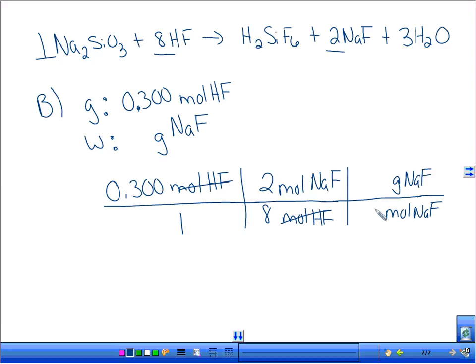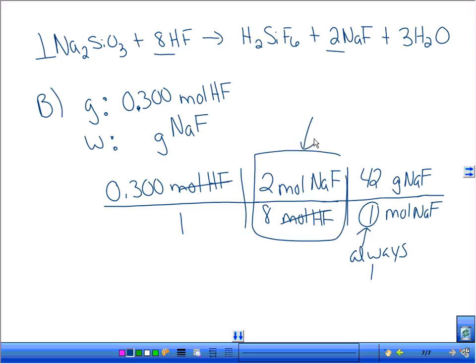Now, this is called the molar mass. How many grams are in 1 mole? So there should be a 1 here. I'm going to go to the periodic table and find out 1 sodium and 1 fluorine. If I add those together, it does make 42. Notice, this is going to be always a 1. The only time it's not a 1 is when it is the mole over mole. Then I'm using the coefficient. So if it doesn't say mole over mole, you're going to be using 1 with the word mole.